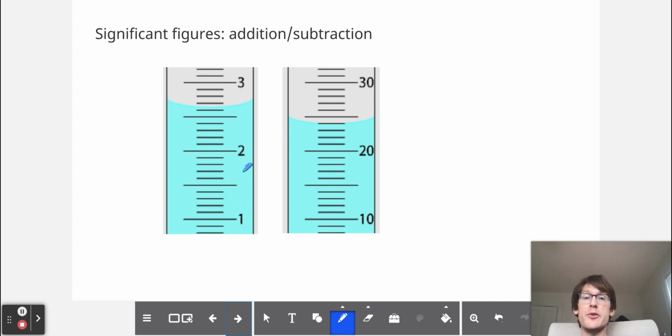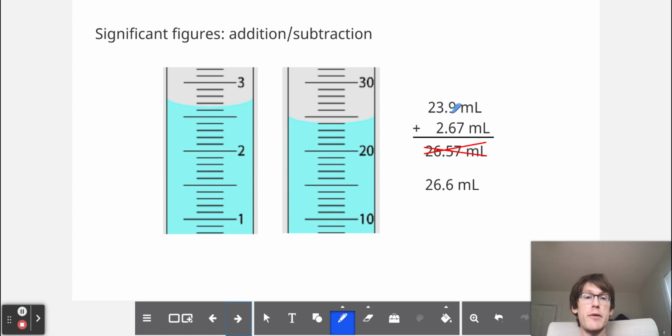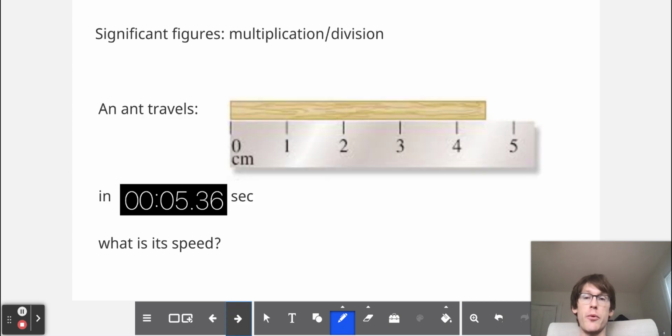If I'm adding or subtracting and I have different levels of precision on my graduated cylinders, I must round according to my least precise measurement. So if I read the one on the right as being 23.9 milliliters and the one on the left as being 2.67 milliliters, and I need to add them, I will get mathematically 26.57 milliliters. But because I didn't know the hundredths place in my 23.9, I have to round to the nearest tenths. That is according to my least precise measurement. So I get 26.6 milliliters as what I can report.